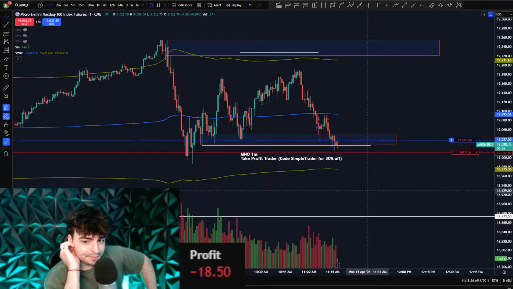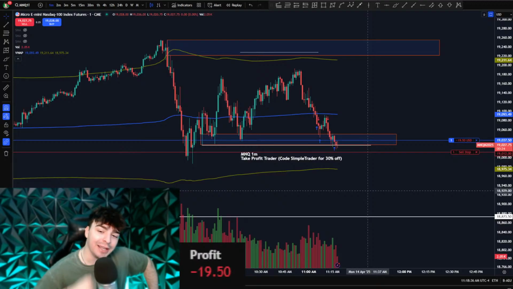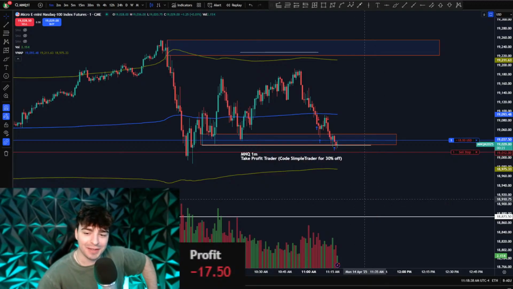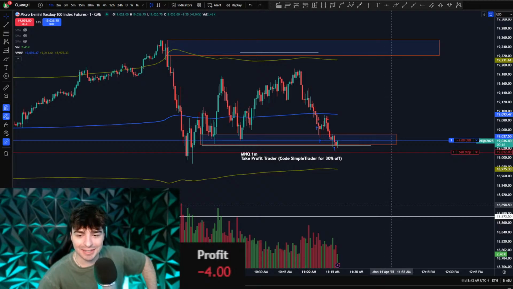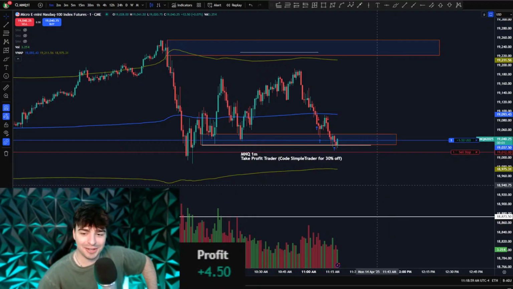Oh man. We need to see like a God candle to make this position have any hope. We just need to see a God candle to the upside. God candle go. God candle go. God candle go.